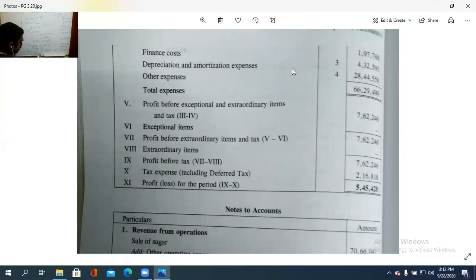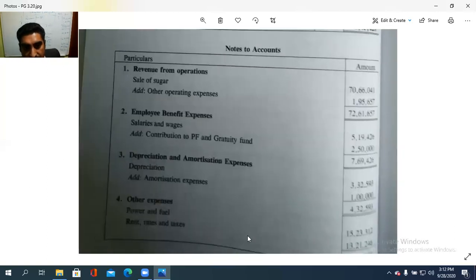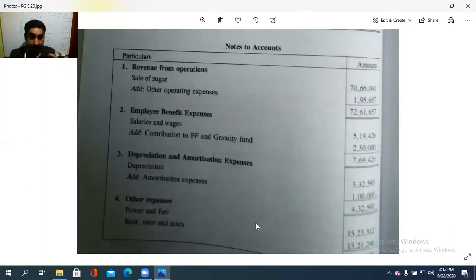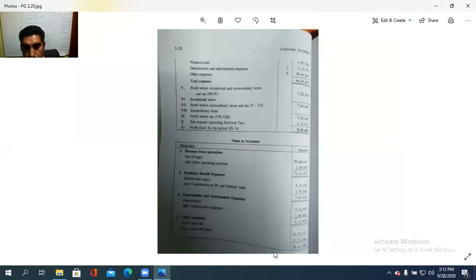So other expenses, that is the fourth note, how much is that? 28,44,558. Here, look, power and fuel and rent, rates and taxes are to be added up. 15,23,312 plus 13,21,246, that is added up here. How much is that? 44,558.